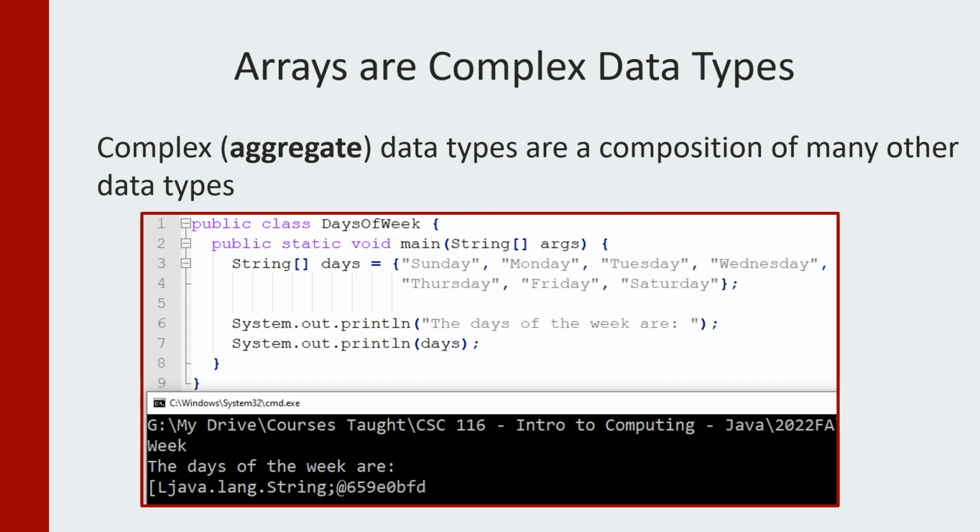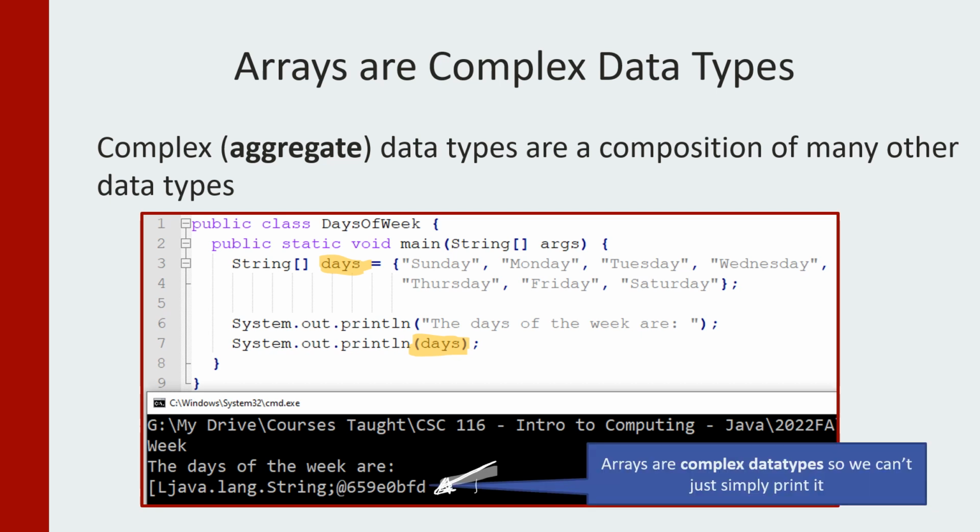And I say, oh, can you just print out these days for me, right? Can you do that right here? Well, Java tries to do something right here, but all it prints out is this memory address. So arrays are complex data types, so we can't just go ahead and print something. We have to do something a little bit more complicated, and we're going to have to go element by element.